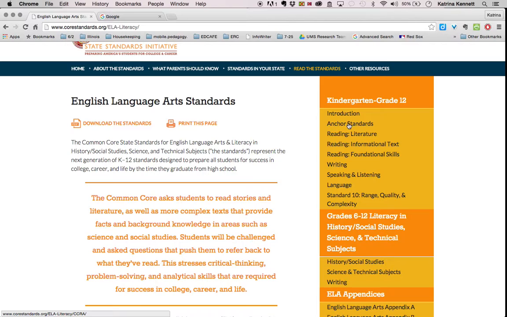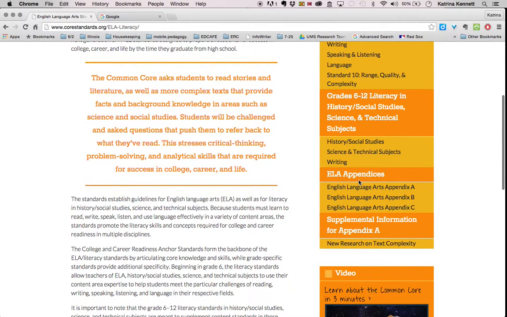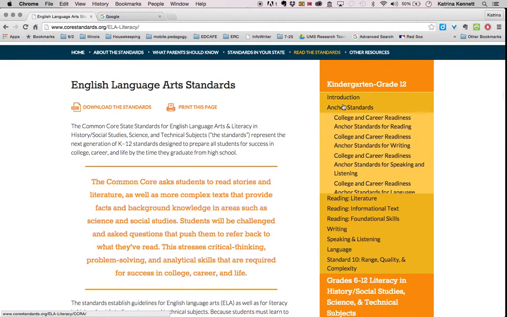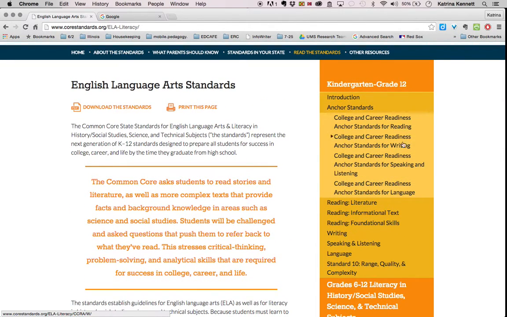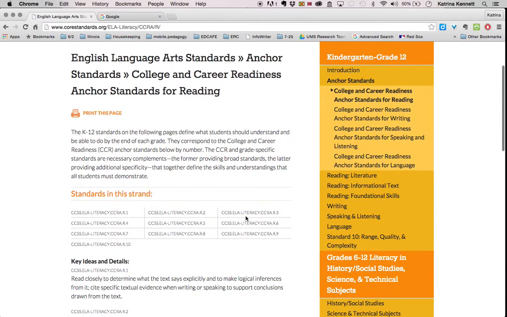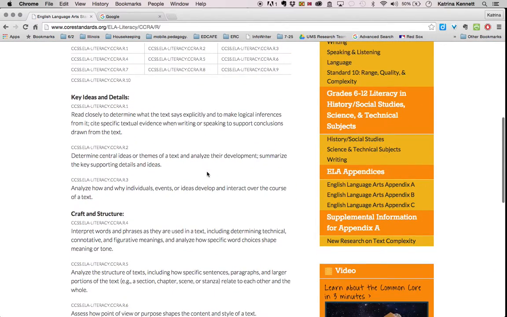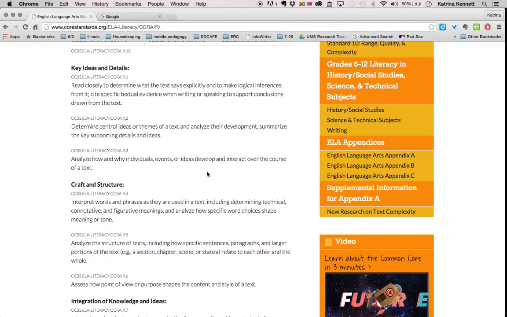We'll take a peek today at the Anchor standards, reading for literature, informational text, and then writing, speaking, and listening, language. And we'll take a peek down at the ELA appendices A, B, and C. So first of all, we have the Anchor standards. You'll see that these are standards that trace through and anchor each grade level in terms of reading, writing, speaking, and listening, and language. And they're written a little bit more broadly than obviously the specific ones will be.